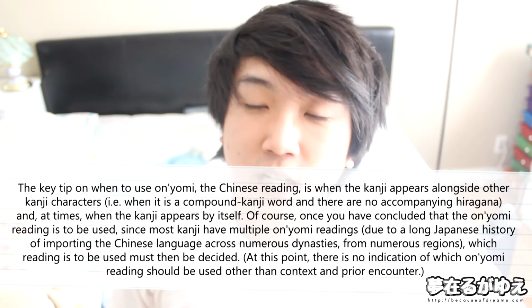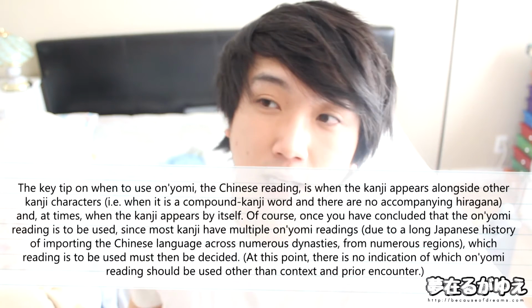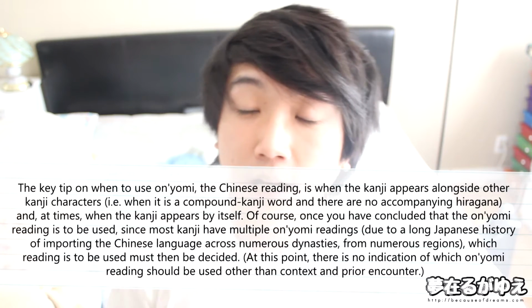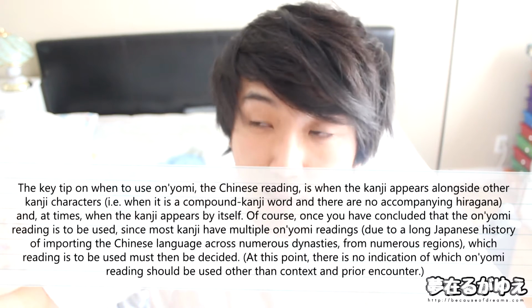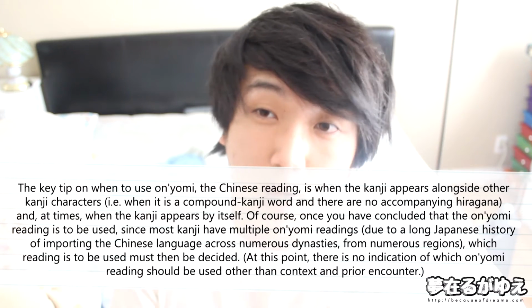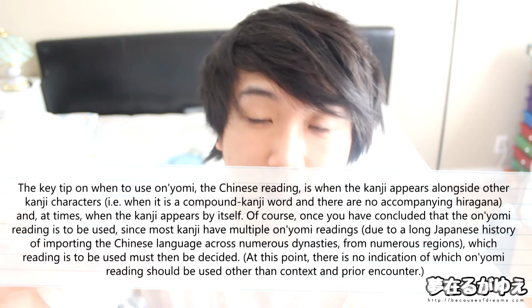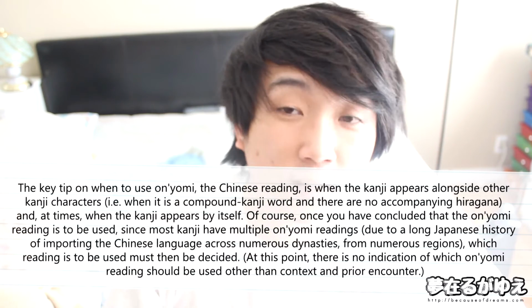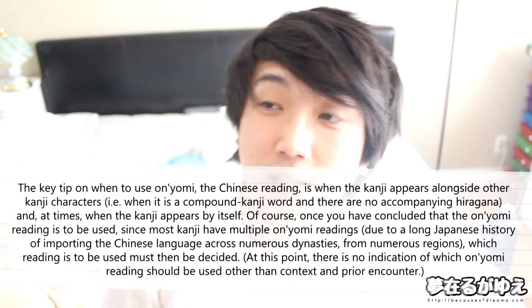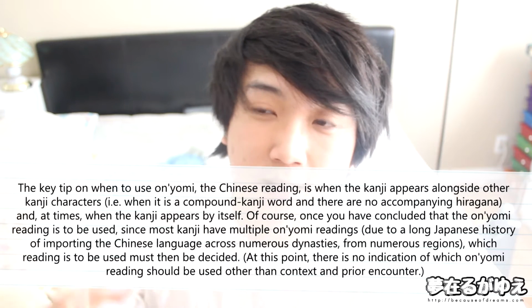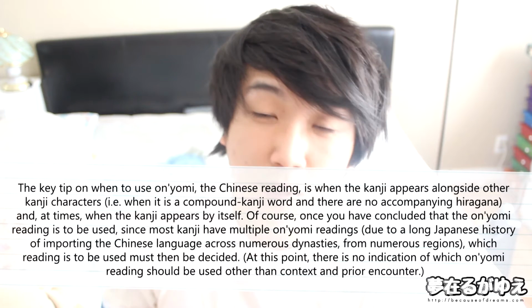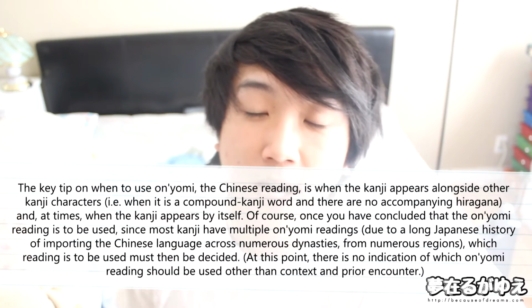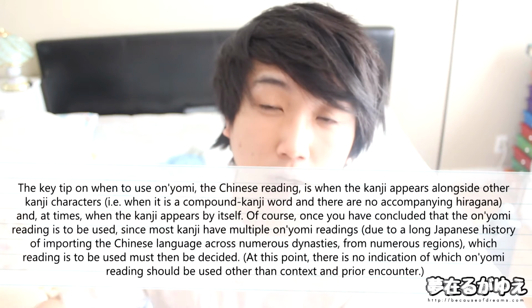Well, because it's the Chinese reading, we kind of disassociate it with hiragana and katakana, the other syllabaries of the Japanese language, which are strictly Japanese. They have nothing to do with the Chinese language. And so the key tip that this gives us as prospective Japanese kanji readers is that the Onyomi reading is something that we're going to use, generally speaking, when we see kanji being used in compound words as opposed to kanji being used alongside hiragana.